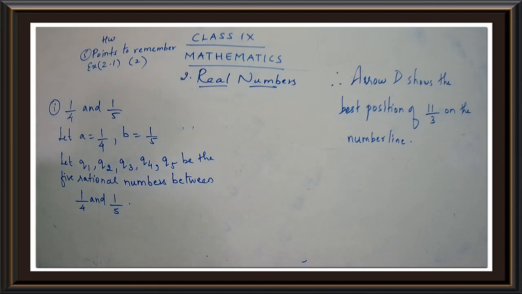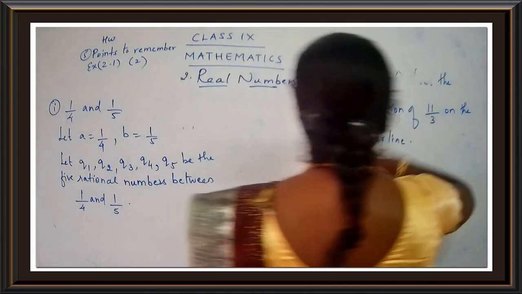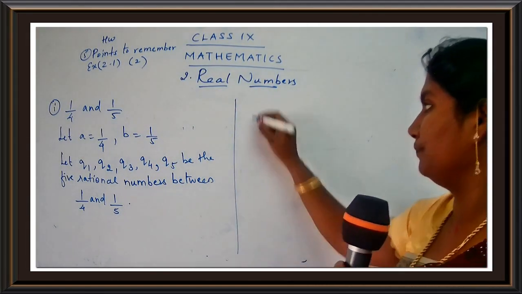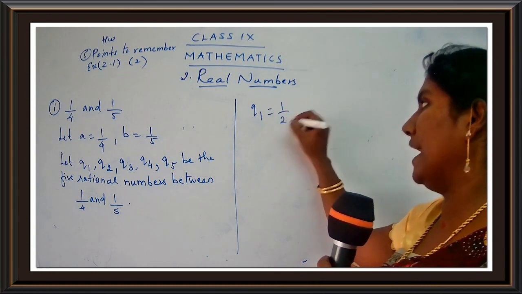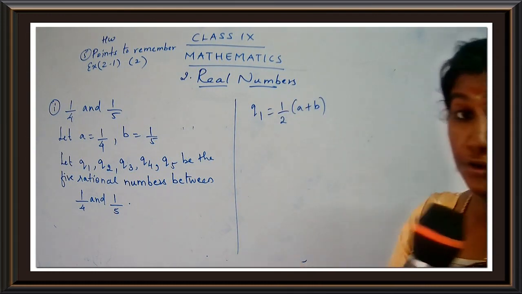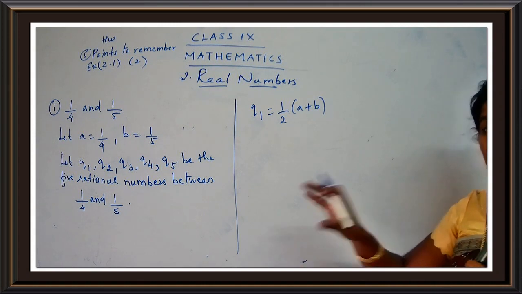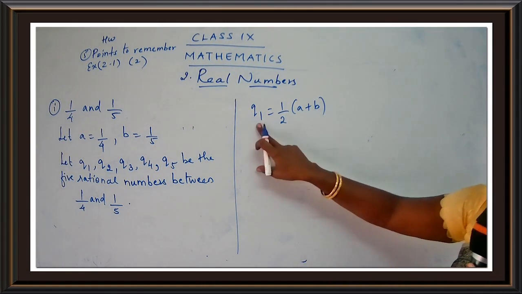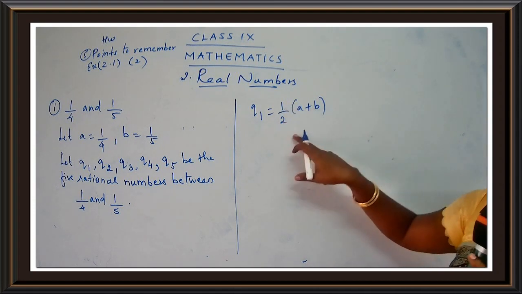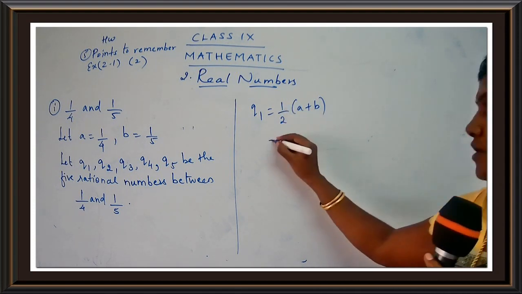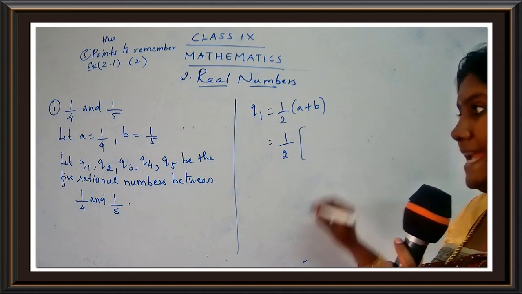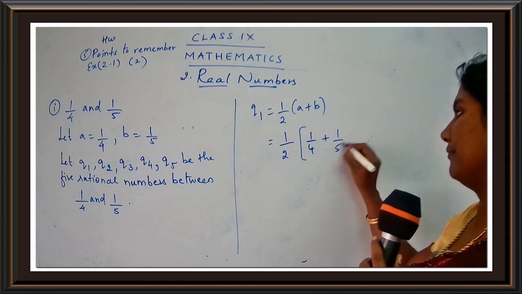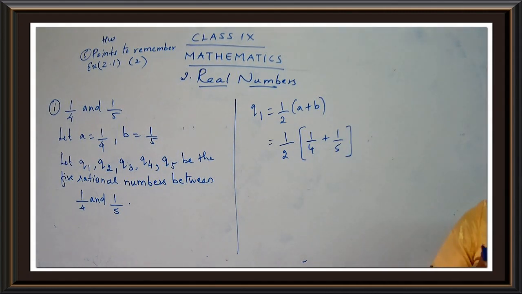Let's go for the step here. Let's see what to do. I am going to find Q1 first. Q1 is equal to half of A plus B. This is the formula for finding rational numbers between 2 numbers. I have just taken Q1 here. So Q1 is equal to 1 upon 2 times (A plus B). Let's solve this. What is A, children? It's 1 upon 4 plus 1 upon 5. I have just substituted the values, that's all.